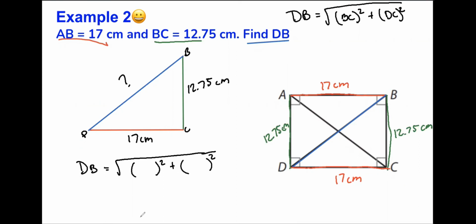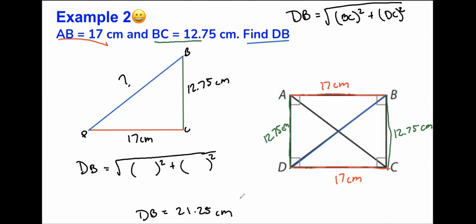Alec is done. He was like, ready. DB equals, he said, 21.25 centimeters. Agree, disagree? Come on, it's the Pythagorean theorem. You guys should know this.